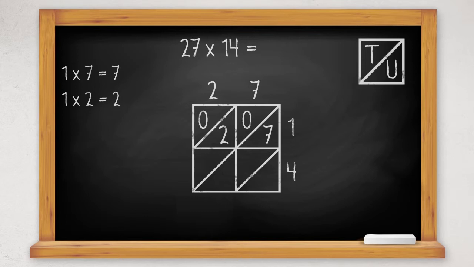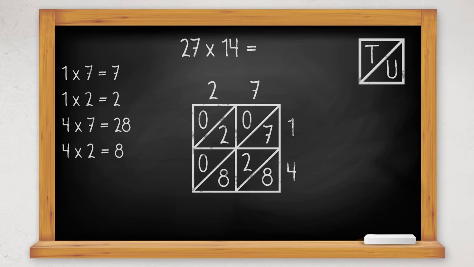Now moving to the bottom row, we're going to do 4 times 7. So 4 times 7 is 28. So this time we have some tens. There are 2 tens and 8 units. So the 2 goes in the tens half and the 8 goes in the units. Finally, it's 4 times 2, which is 8. There are no tens and 8 units. So put the 8 in the bottom and a 0 in the top of the square. So all the multiplying is now done, and we need to look at the adding up to find our answer.